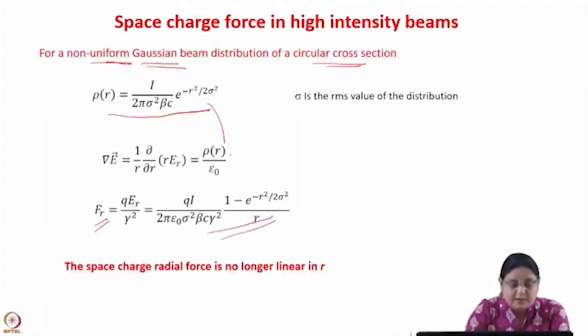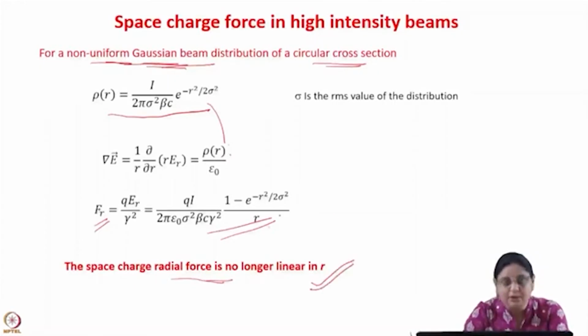Now here notice that for a non-uniform Gaussian beam, the space charge radial force is no longer linear in R. So this is a non-linear force now. So the force depends upon the distribution, the type of distribution. For a uniform charge distribution, it is linear. For a non-uniform distribution, like a Gaussian distribution, it is non-linear.